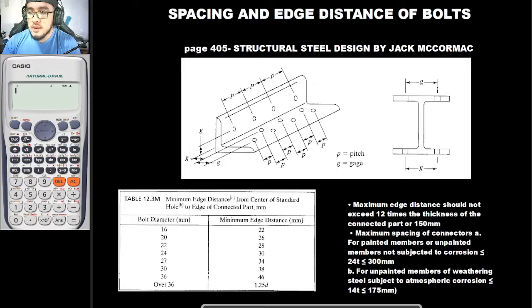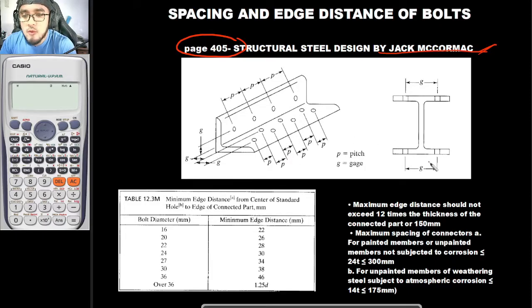So these are to be the parameters that we will be using in our design and analysis of our bolted connection. So in page 405 of your structural steel design book by Jack McCormack, you would be seeing these parameters right here. So we have this figure and we have this table right here. So from this figure, it is said here that this dimension right here or your P here is to be your pitch. And this letter G right here is to be your gauge. And these parameters were already introduced to you last midterms when we talked about block shear. Tama ba? Oo, tama yun.